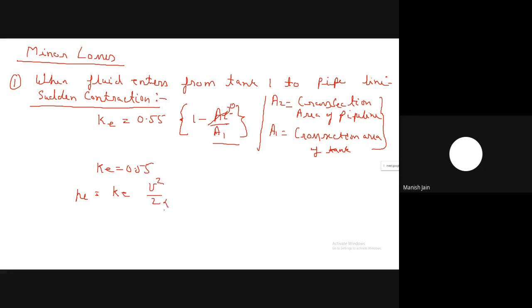Alpha value is 1 due to turbulent flow. For laminar flow, alpha is 0.5. For turbulent flow, alpha is 1.